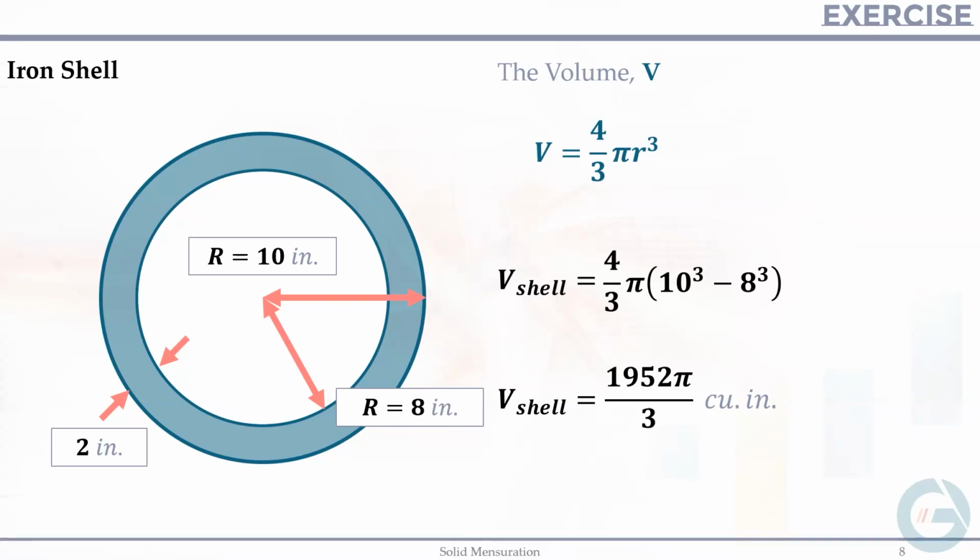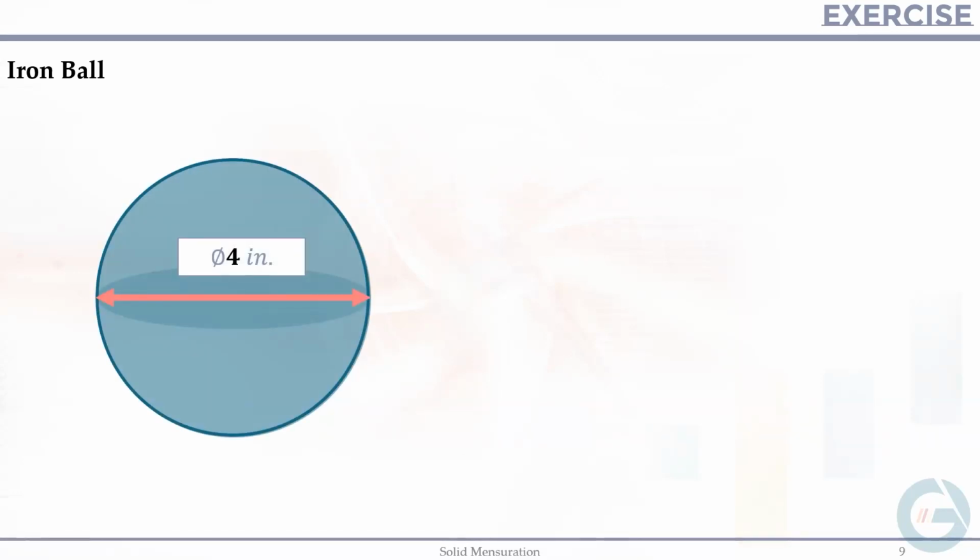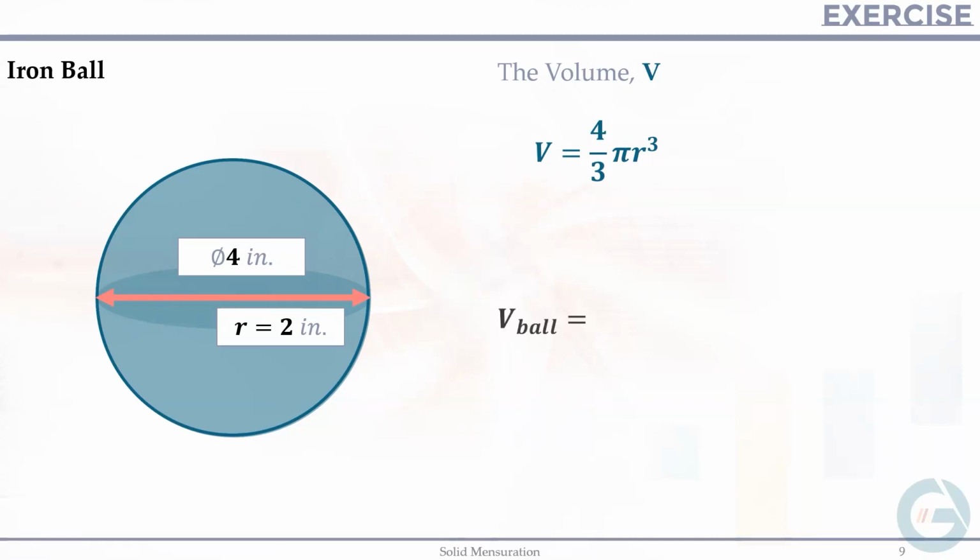Next, to calculate the weight of this iron shell, we need the information given for the iron ball. So based on the problem, the iron ball has 4 inches in diameter. So first, let's calculate the volume of this one. So of course, half of that is 2 inches. So that will be the radius. So we have the volume of the iron ball is 4/3 pi times 2 cubed, which is 32 pi over 3 cubic inches. So this is the volume of the iron ball.